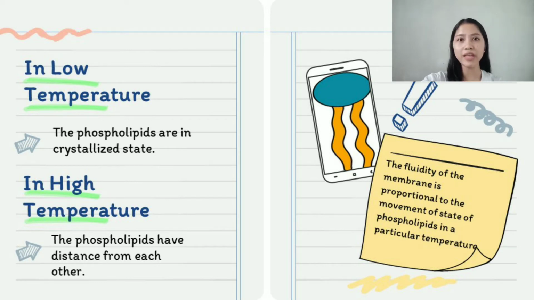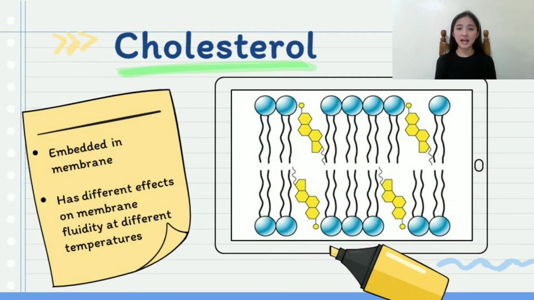Now, what about at high temperature? At high temperature, the phospholipids have a little bit of energy, causing them to move and have distance from each other. Therefore, as the temperature increases, the fluidity of the membrane also increases. Now, the key idea of this: the fluidity of the membrane is proportional to the state of phospholipids at a particular temperature.